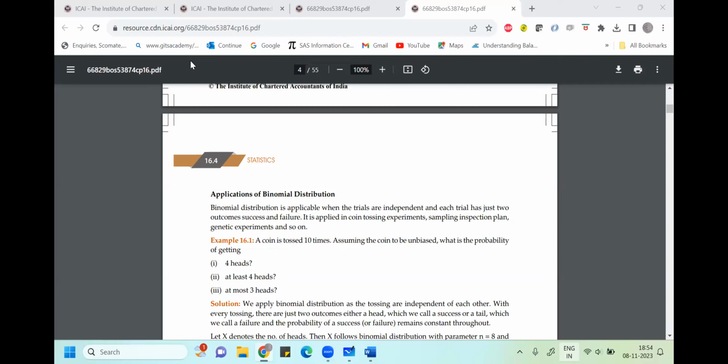So, okay, Yashu has given the answer. Bhavya has given the answer.